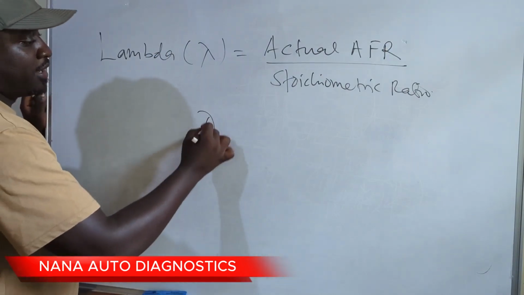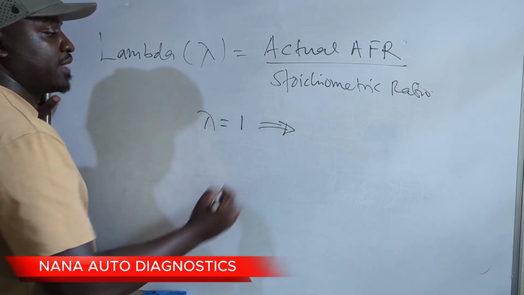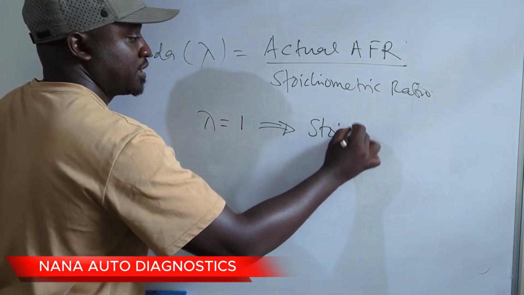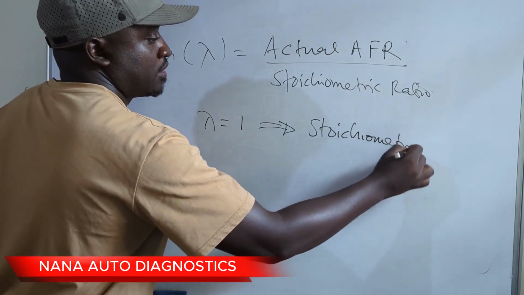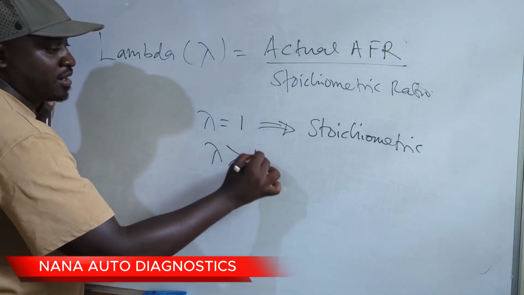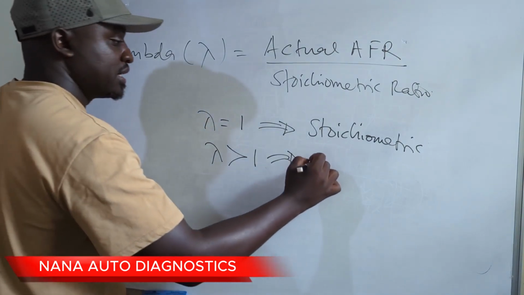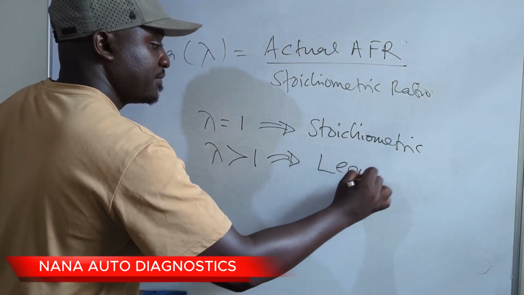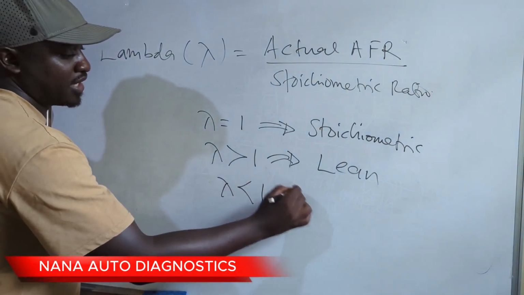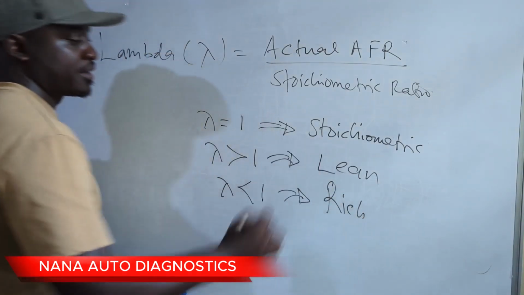So whenever lambda is equal to 1, it means that the mixture is at stoichiometric. Whenever lambda is greater than 1, you can say that the engine is running lean. And whenever lambda is less than 1, you can say that the engine is running rich.